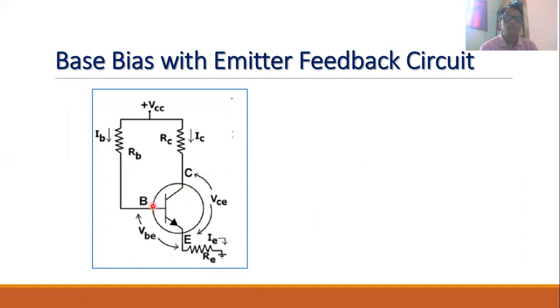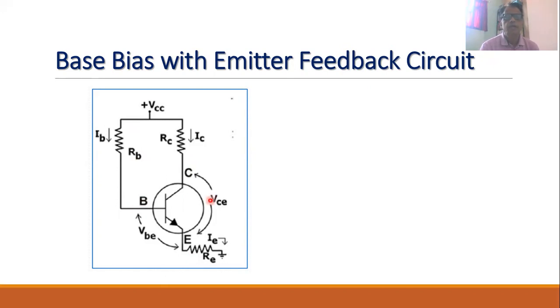This is our transistor. Here what we have done is that we have added a resistance RE to the emitter. In the earlier circuit, the emitter was directly grounded, but now in this circuit we have added this resistance RE. The RC is there, RB is there. RC is connected between positive VCC and collector. RB is connected between positive VCC and base terminal of the transistor.